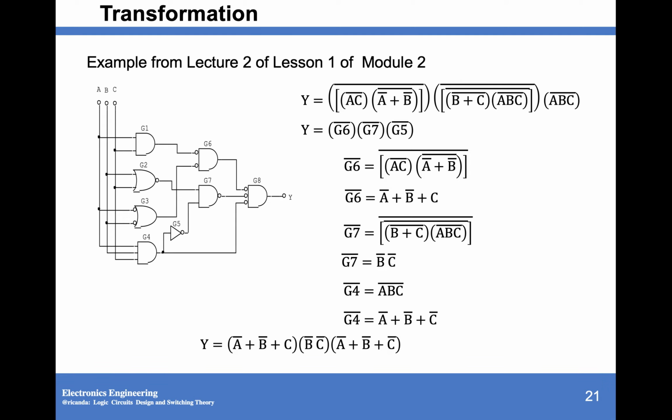So we have to combine. So this is your gate 6, gate 7, and gate 5. Remember gate 6, it is complemented already. Gate 7 complemented as well as gate 5. Gate 5, that is gate 4. This is gate 4. So we have to change that one as gate number 4. So this is gate 4.